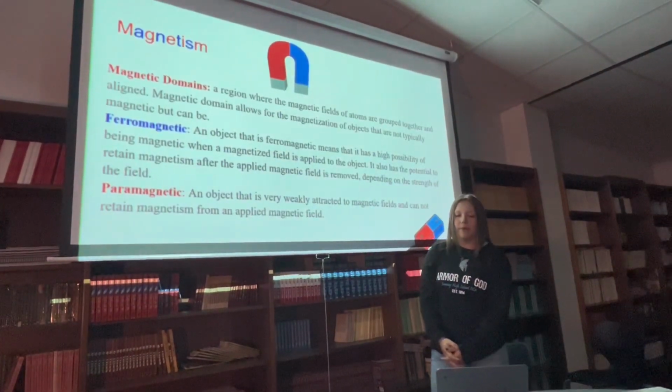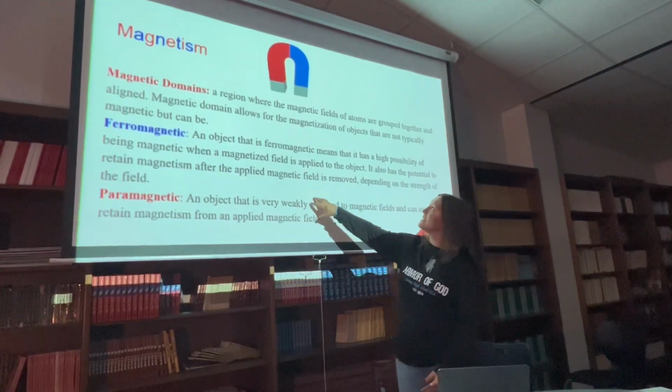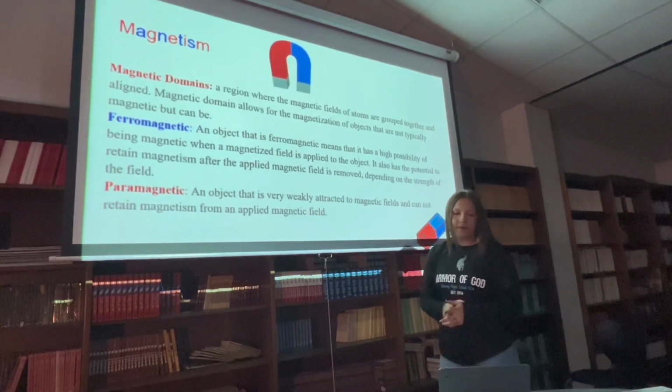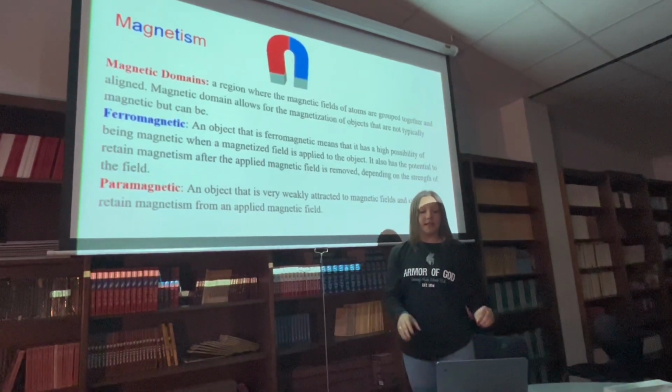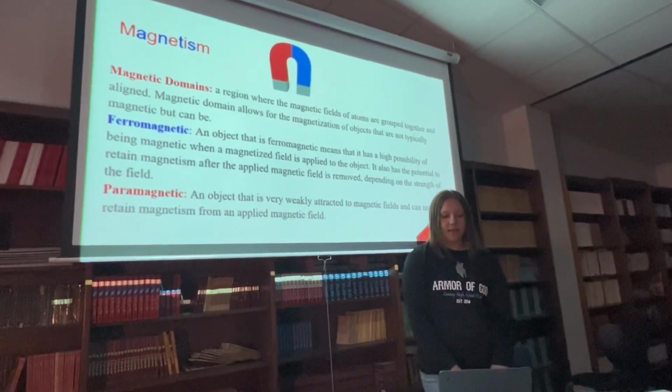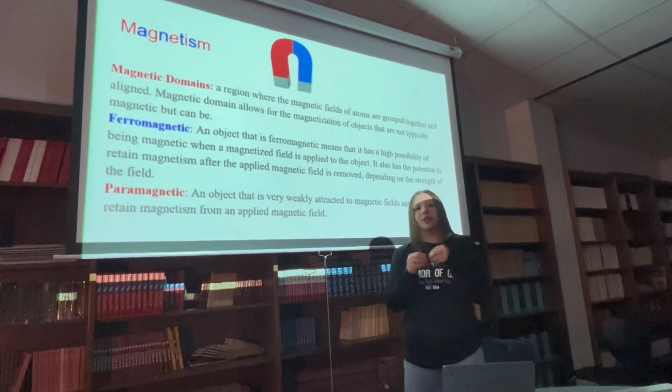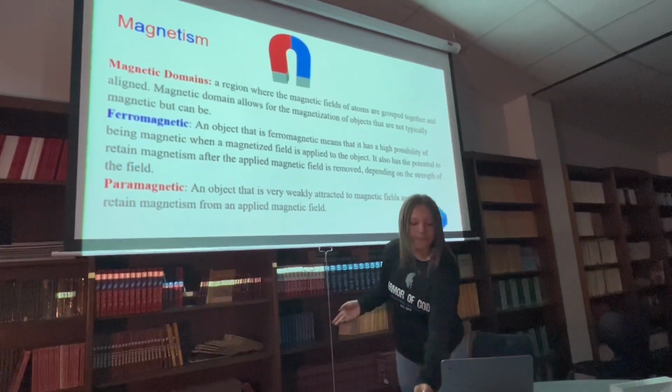Next, we're going to discuss magnetic domains. This is a region where the magnetic fields of atoms are grouped together and aligned, all facing the same way. And this allows for an object to actually be a magnet.